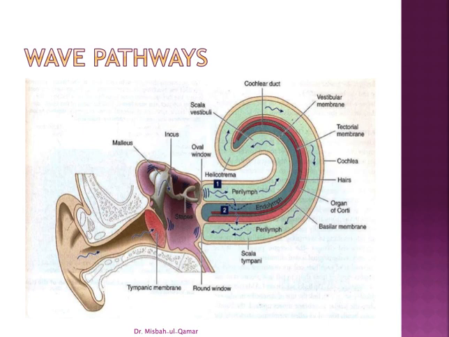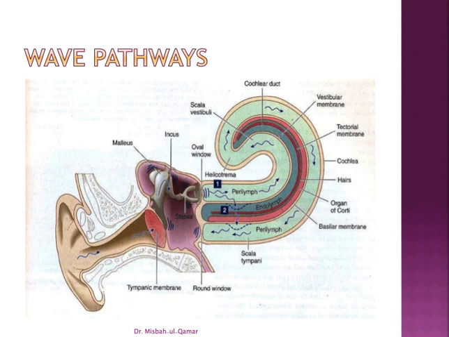Now, the first pathway, which is labeled here, is the longer pathway, through the scala vestibuli, around the helicotrema, and through the scala tympani, and it causes the round window to vibrate. Now, this longer pathway is just to dissipate the sound energy. This is just to dissipate the pressure which was built up here at the oval window, right?